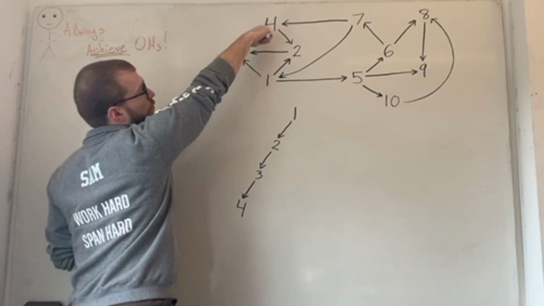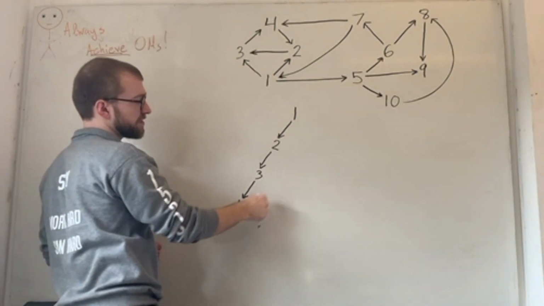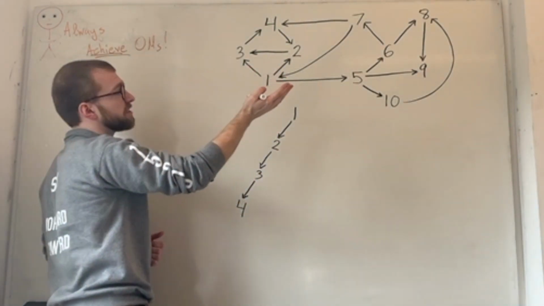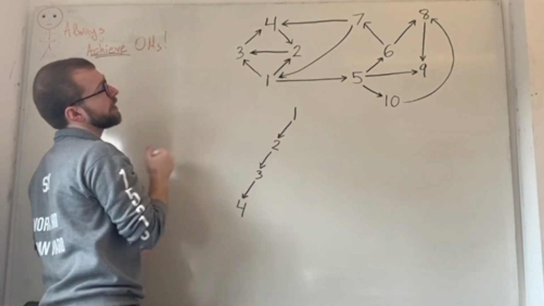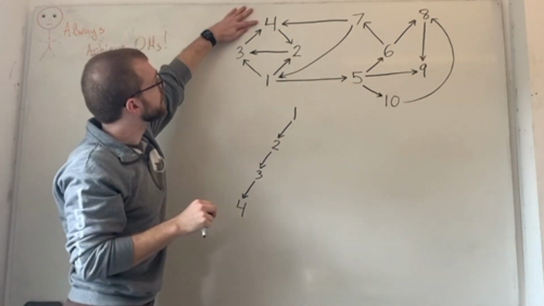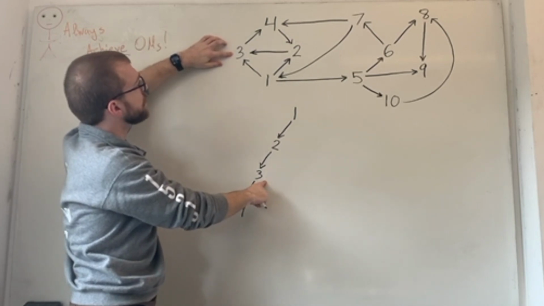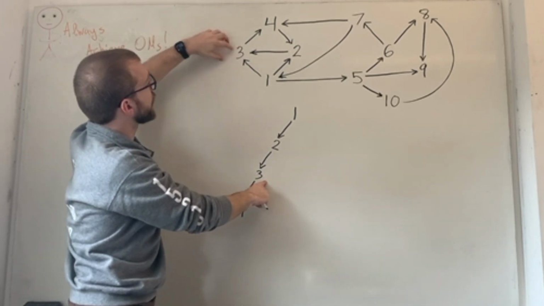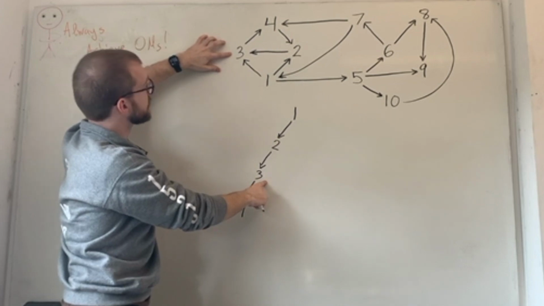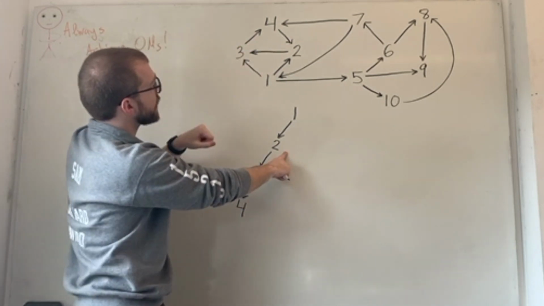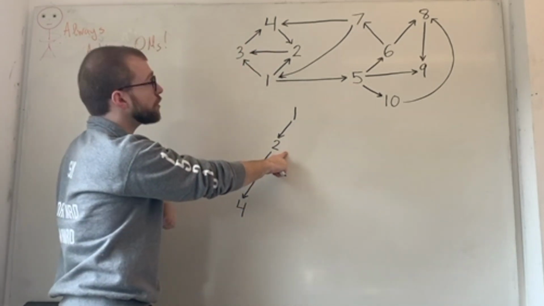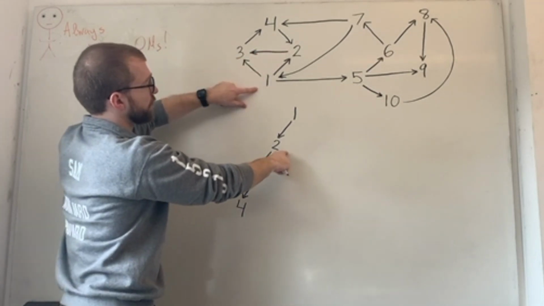Where can 4 go? Well, it could go to 2, but we visited 2 before, so we don't need to visit it again. It can't go anywhere else, so we're actually done with 4. We can back up. We were at 3. We can ask, where else can 3 go? Well, nowhere else, right? It could have gone to 4, but that was it. So now we back up again. Now we're at 2. Can 2 go anywhere else? No, it cannot. We back up again.